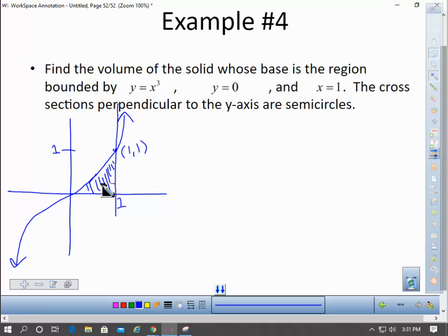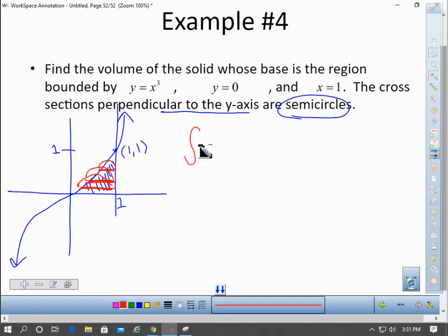Okay? Now, what we're building on here are semicircles perpendicular to the y-axis. All right, so I'm perpendicular to the y-axis over here. So perpendicular to the y-axis, and we're putting semicircles on here. All right, so this is kind of like your little half caret, okay? Semicircles are a little half caret, okay? So what do we know? We're perpendicular to the y-axis.